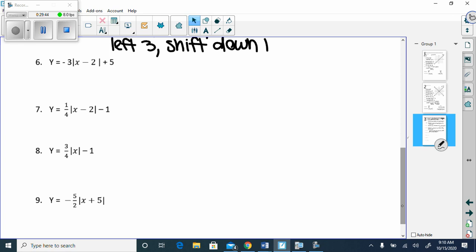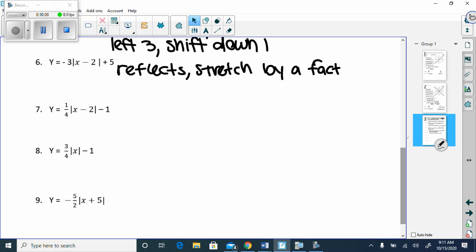Okay. Number 6. What do we notice first? Negative, and that tells us that it's reflected. What's the 3 do? Good. Okay. And that -2 is inside, so opposite of what it says. Where is that going to move us? Good. Plus 5 on the end.